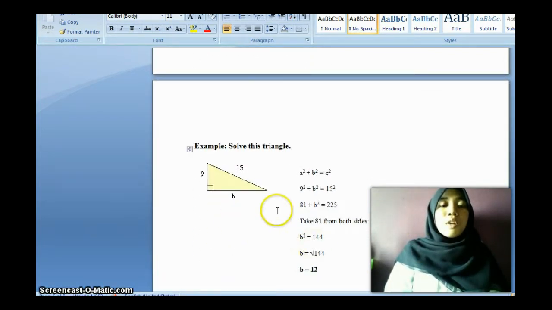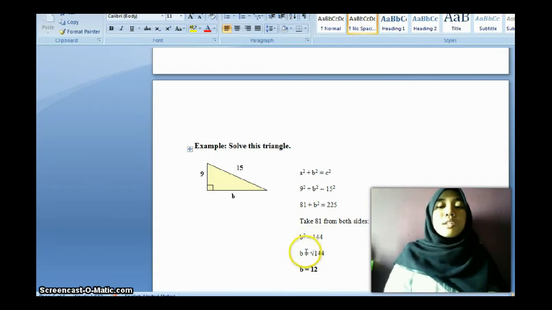Example, solve this equation. We need to find the b, given 9 and 15. Then, use the formula a square plus b square is equal to c square. 9 square plus b square is equal to 15 square. Then, subtract. b square is equal to 225 minus 81. Take 81 from both sides. Then, we got b square is equal to 144. Square root of 144 is 12.